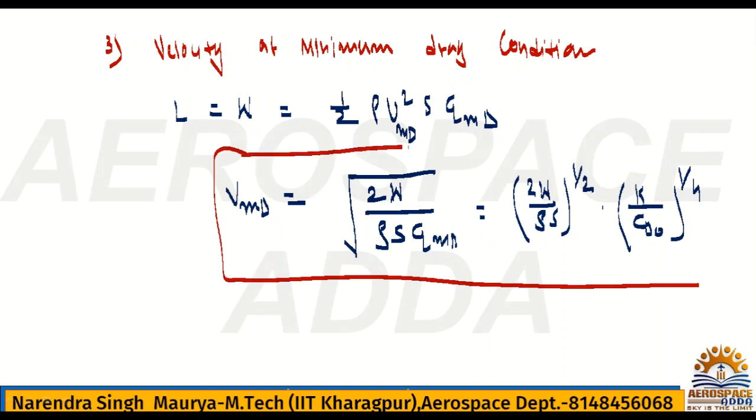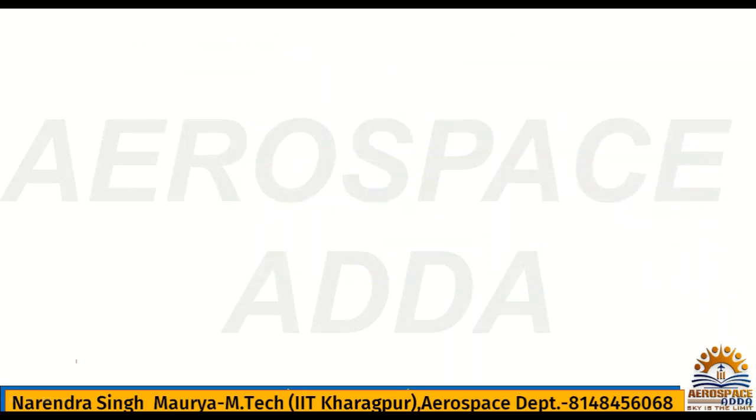Velocity at minimum drag. I will suggest don't remember the formula. At least you should know how to calculate that. CLMD you have to calculate and put it in the formula, and directly you can get VMD. Don't always remember the formula. Here I am explaining so that you can understand, but I will suggest don't remember all the formulas.